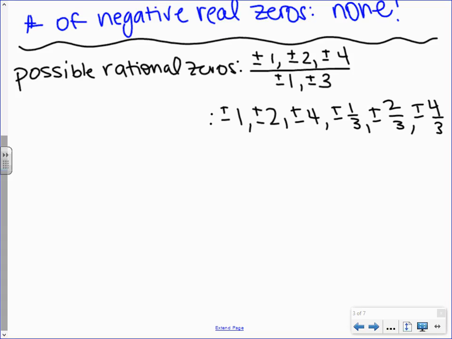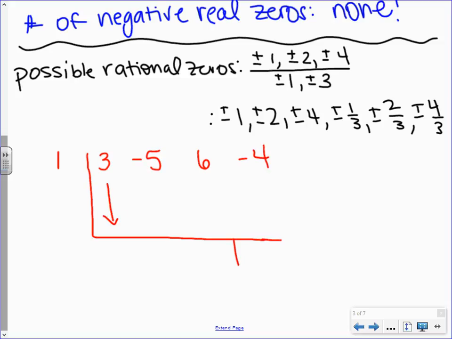What do you want to try first? What did you always try first? We should always try 1 first. Okay. So we drop down to 3, multiply, add to get -2, multiply, add to get 4. Look at that. We have our 1 positive real zero.